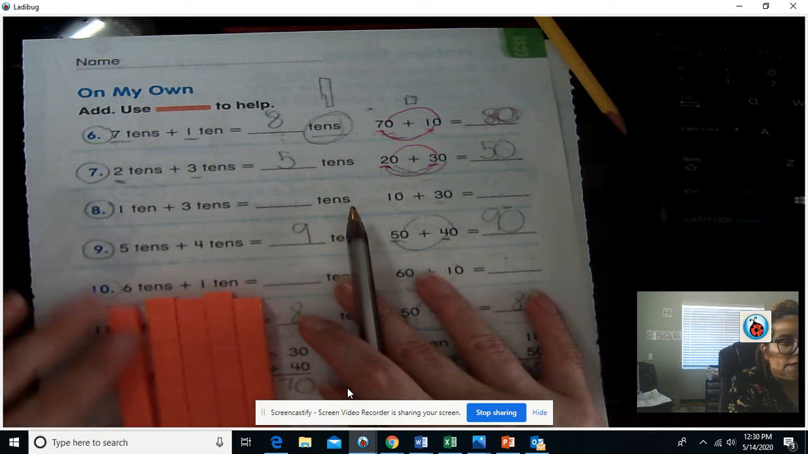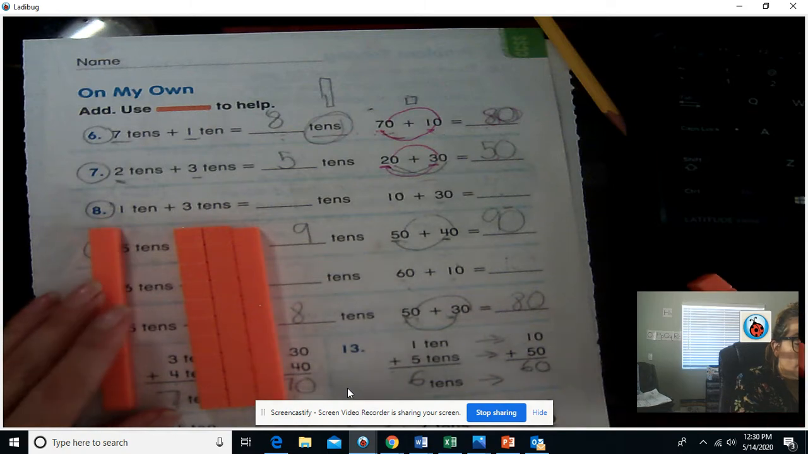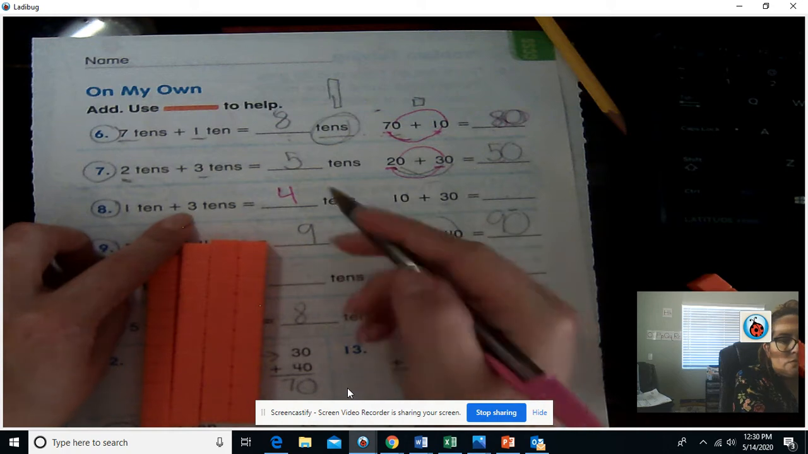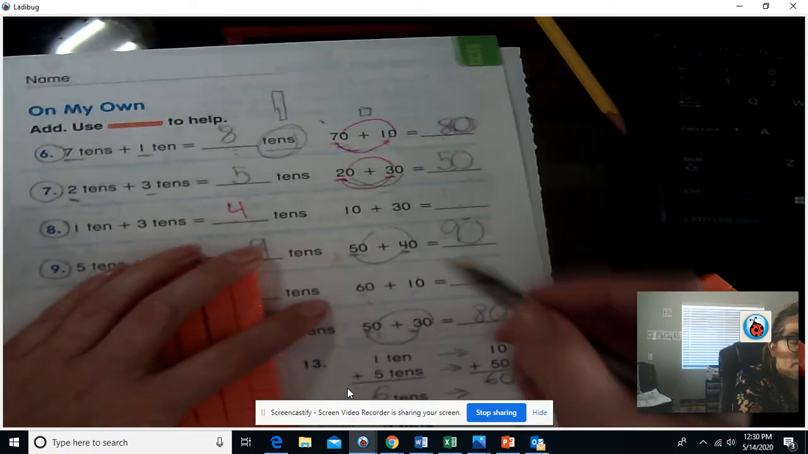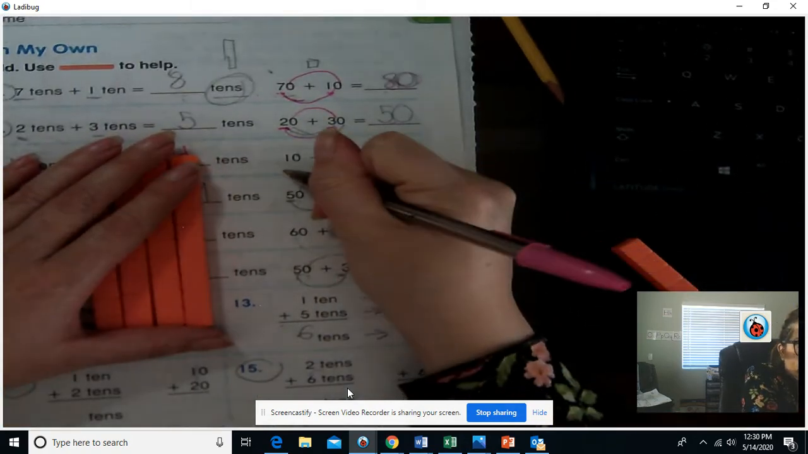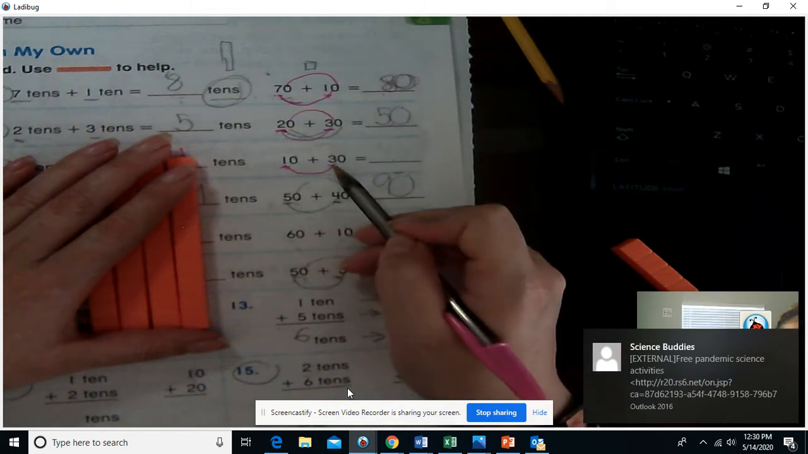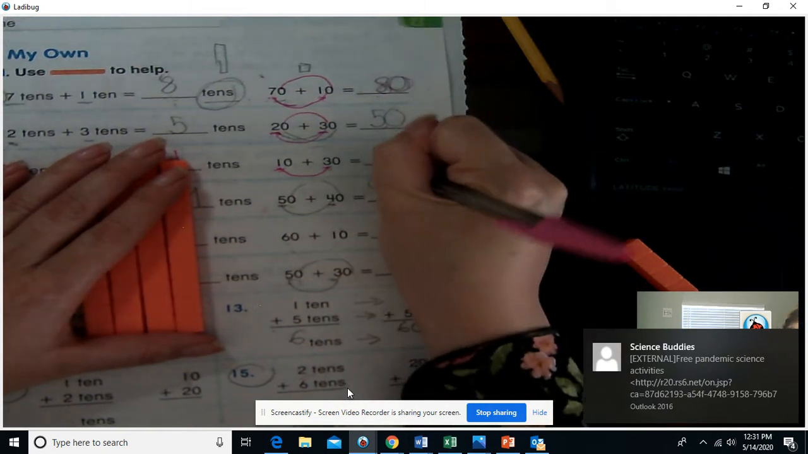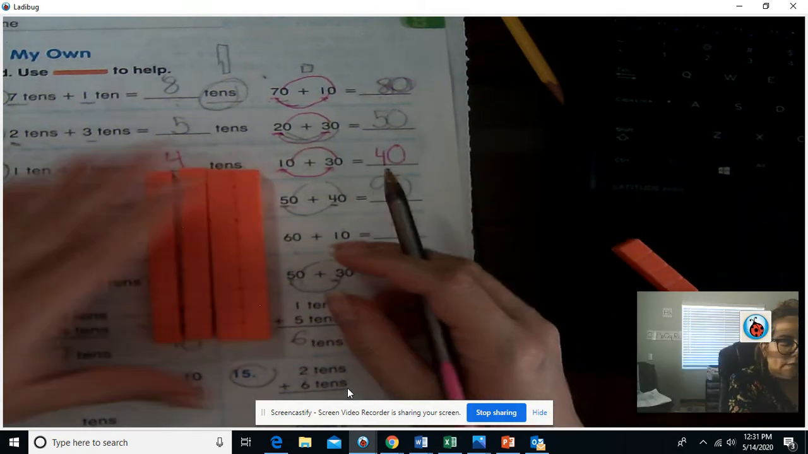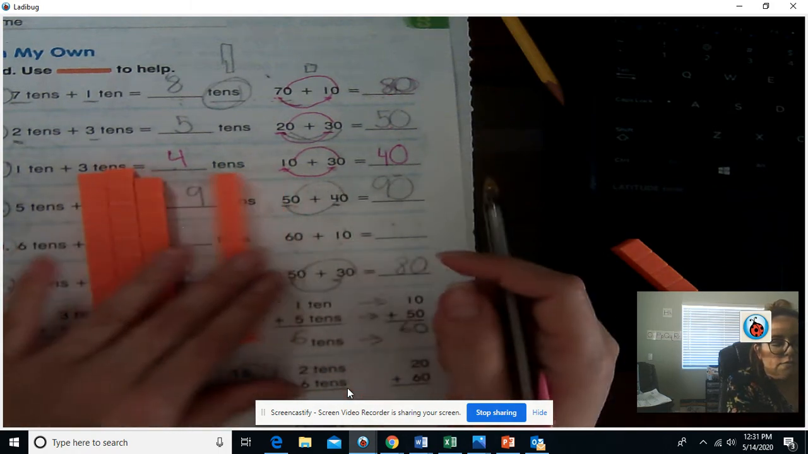Number 8, 1 ten plus 3 tens. How many tens do we have? 1, 2, 3, 4. That's 4 tens because 1 plus 3 equals 4. And then I'm going to count each little square. So that tells me I'm going to look at my tens place value. 1 plus 3. 1 ten plus 3 tens is 4 tens. 0 plus 0 ones is 0. Let me check my answer by counting these by 10. 10, 20, 30, 40. Correct.